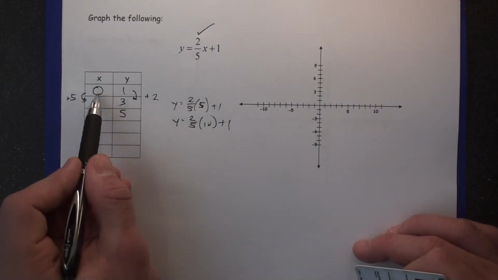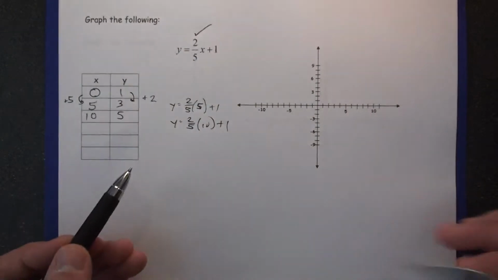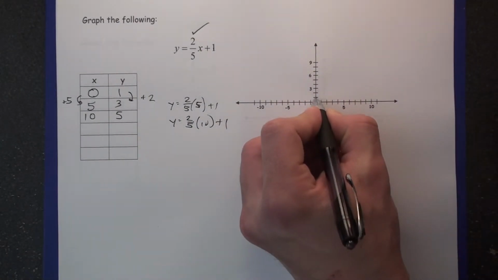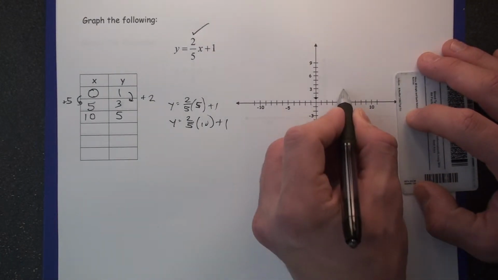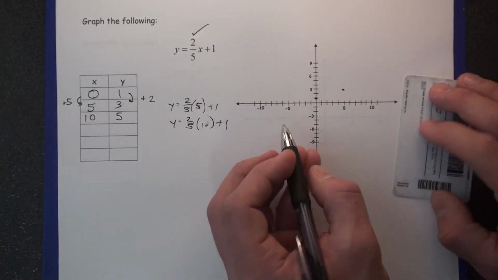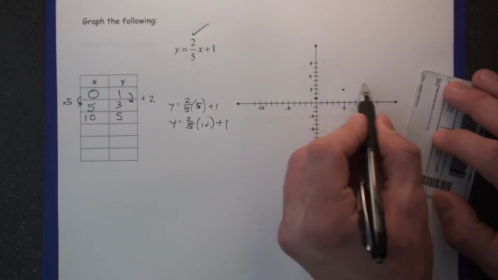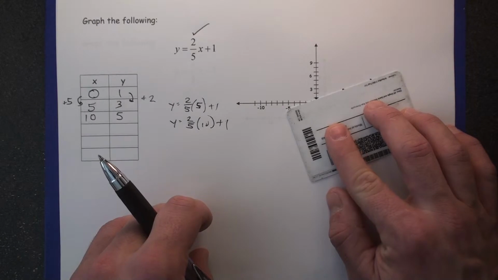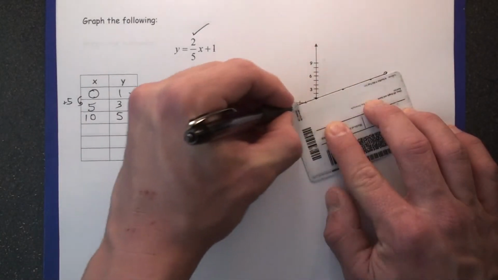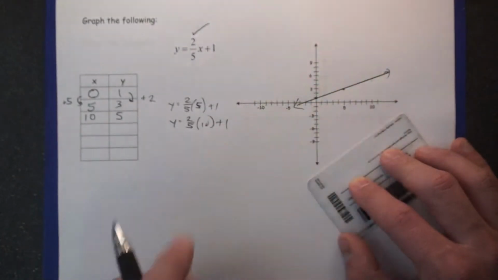Notice how you're always going to get 0 comma this number. That's the y-intercept. So there's your 0, 1 right there. Up 2 over 5 would give us 5, 3. And then if you went 2 more up, you'd be at 5, and then you'd be over at the 10 position. So this would be the correct answer on how to graph the line y equals 2/5 x plus 1.